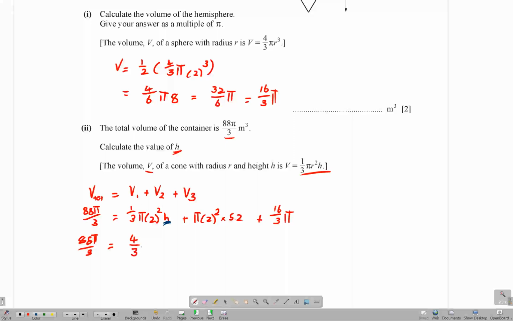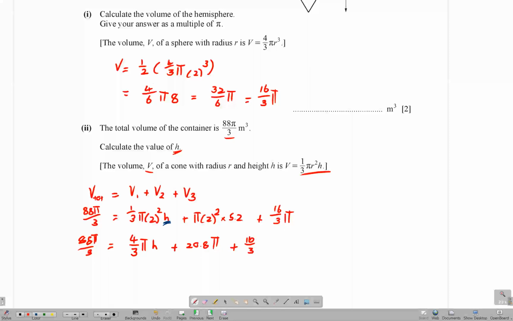Okay, so we have 4 over 3 pi times h, and then plus, so this is 4 times 5.2. So let's put that into our calculator. So I think that's 20.8, but let's just make sure. Okay, always double check. So this is 20.8 pi, and then plus 16 over 3. I don't think I'm going to simplify that even, because that's going to be 5.3 recurring. Okay, so I'm going to leave this as a fraction.